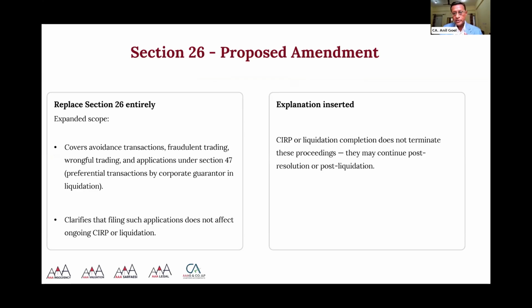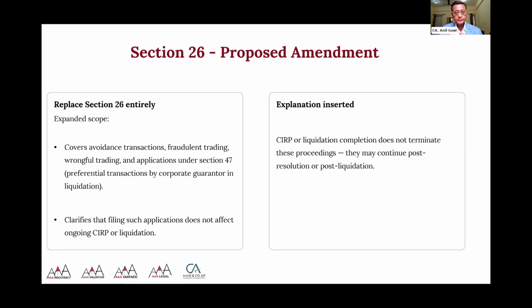Because if we go forward, we can see that the applications for avoidance transactions, for undervalued transactions and extortionate credit transactions, and even section 49 with undervalued transactions with fraudulent intent, all these applications can also be filed by the creditors. In case the RP doesn't file, then it can be filed by the creditors.